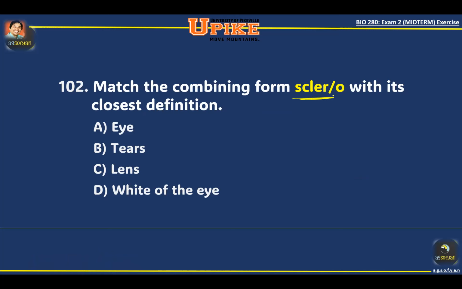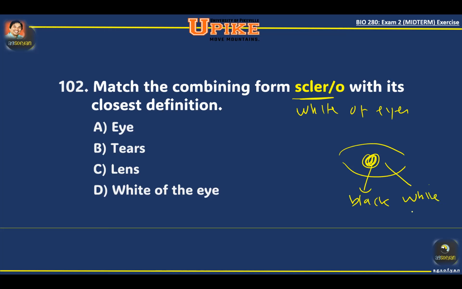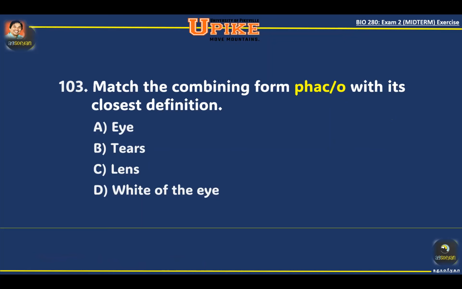Sclero. This means the white of the eyes. If you have eyes like this, you have the black one, this is the pupil and iris, and this is the white. The white is called the sclera of the eyes. Match the combining form Phaco. So what is Phaco? Phaco means the lens of the eyes. So Phaco means lens.